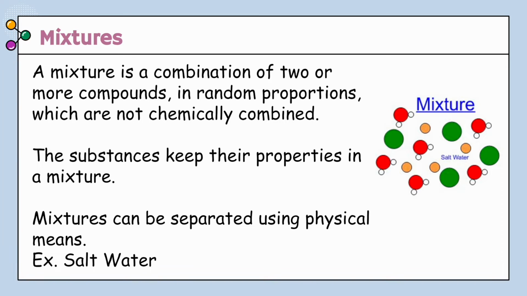For example, salt water, and here's the diagram to show how salt water looks. So there are different types of atoms, there are different types of proportions, there are no fixed proportions.